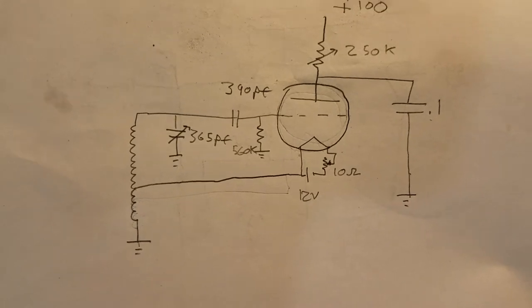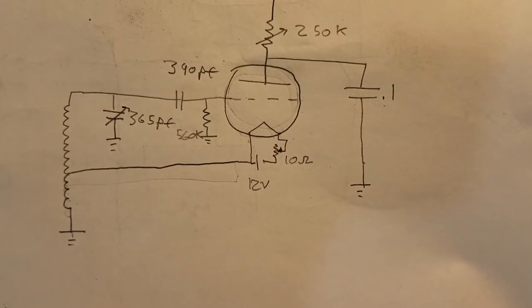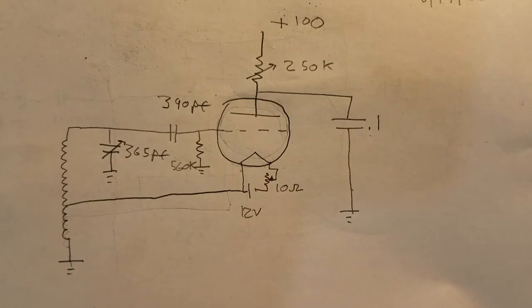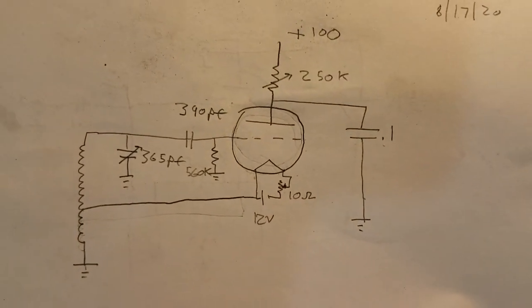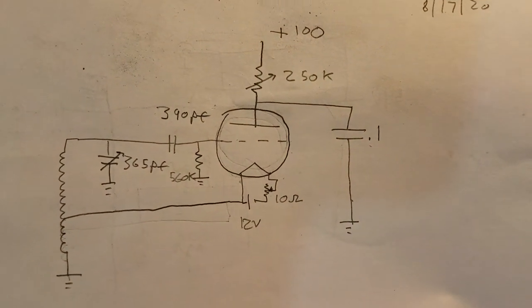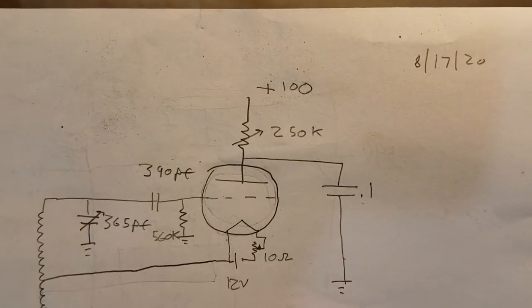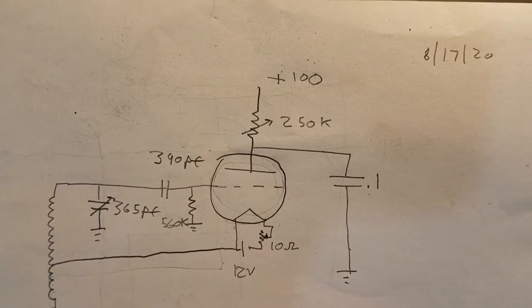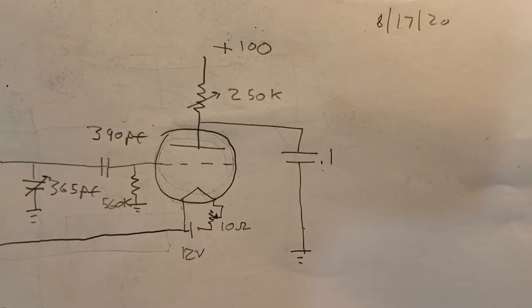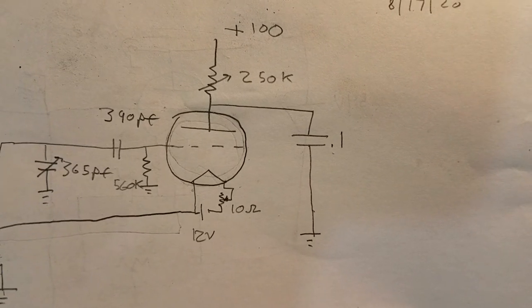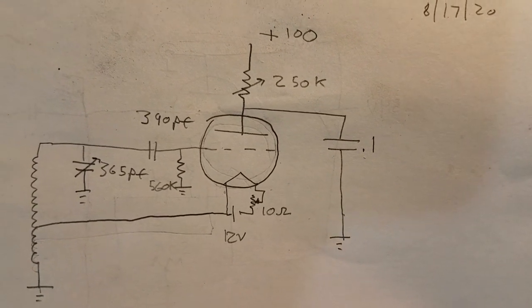560K grid bias resistor, and the same 12 volts with the 10 ohm power resistor or filament rheostat there to set the emission of the tube. Then there is a 250K plate load resistor, and then about a 0.1 microfarad capacitor for decoupling.